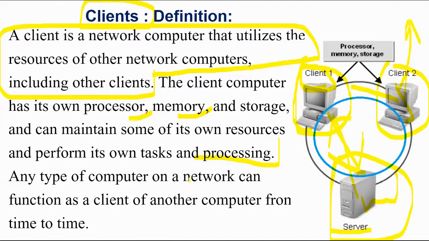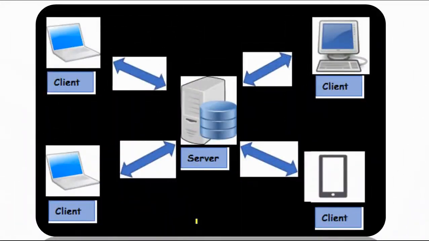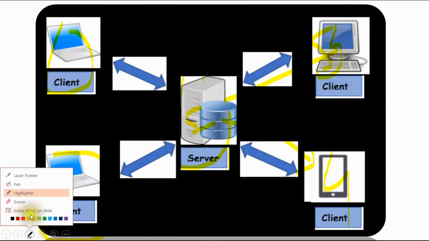Okay, now any type of computer on the network can function as a client of another computer from time to time. Let me show you one more graphic here. So once again, I have one client here, one client here, client 3 here, client 4 is here, and I have one server. So I have some data here. This can access, this can utilize. I have one printer here. So that printer can be accessed by all the machines here.